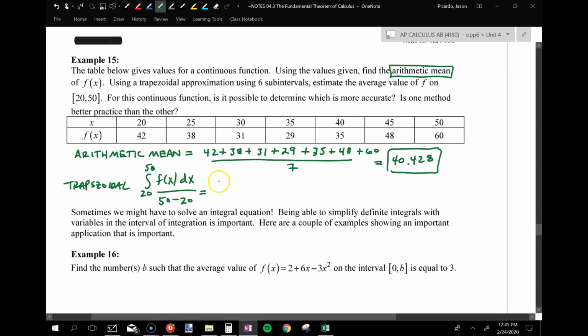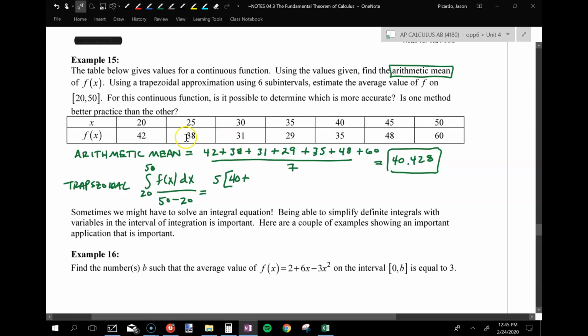Well, what's it going to be? Do you agree that for the trapezoids, everything's going to get multiplied by 5? So is it fair that I just take these two numbers, add them together and divide by 2 and then multiply by 5? What's the average of 42 and 38? 40, right? So do you guys agree that the first trapezoid is going to be 38 plus 42 divided by 2 times 5?